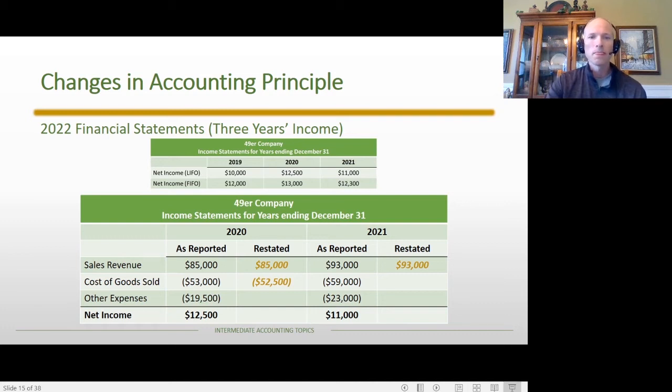And so what you have to imagine is, what is the effect on cost of goods sold? If income goes up, it must be the case that cost of goods sold went down for that same amount. Again, in this particular example, we're ignoring tax effects, so that makes it a little bit easier. And so our cost of goods sold, rather than being $53,000, would be restated as $52,500 in 2020, and then that same $1,300 difference in 2021.